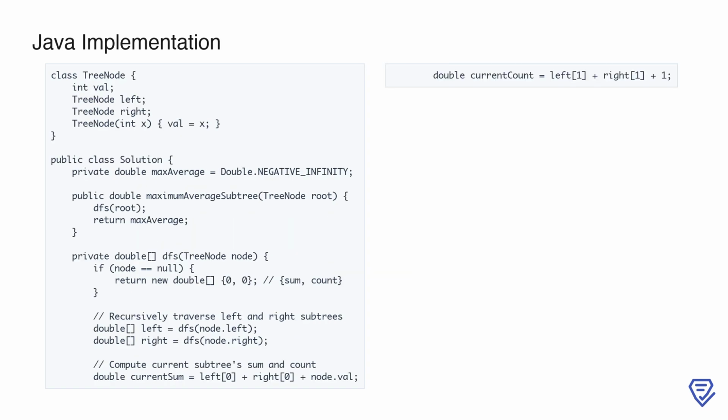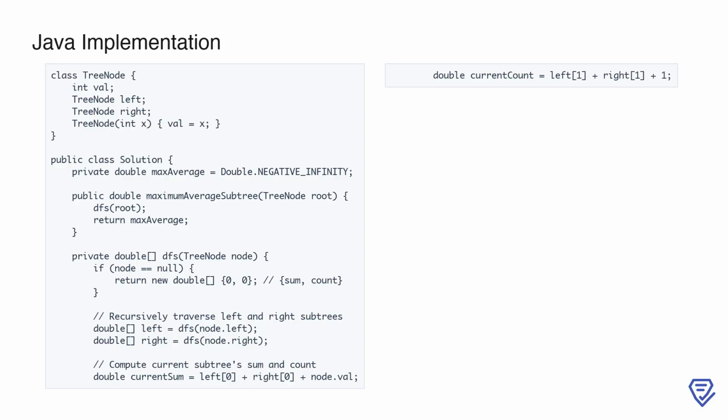Here, we define a tree node class representing the structure of a binary tree node, containing an integer value, along with left and right child pointers. Next, in the solution class, we initialize a variable maxAverage to track the maximum average value found across all subtrees. This is initially set to -infinity, as we want to ensure any valid average will replace it.